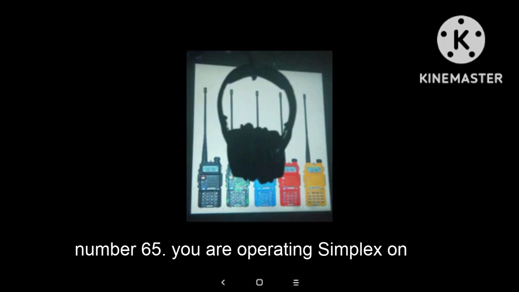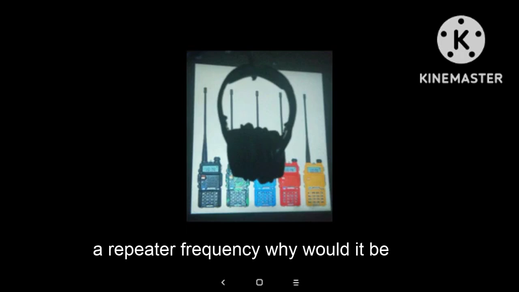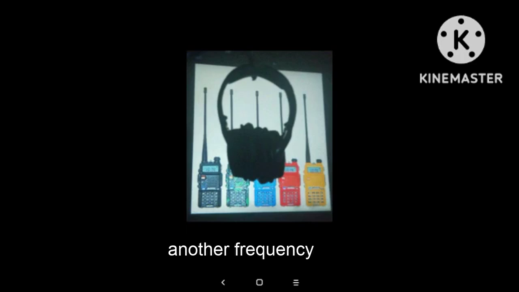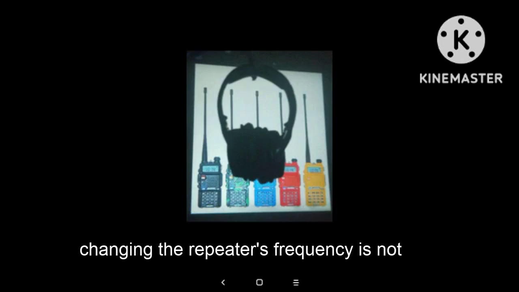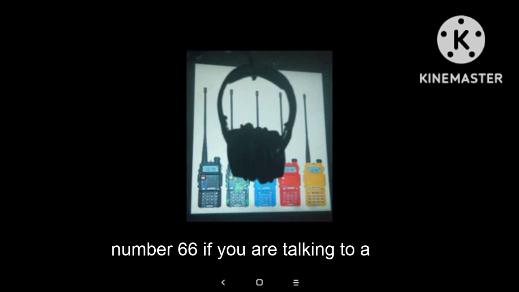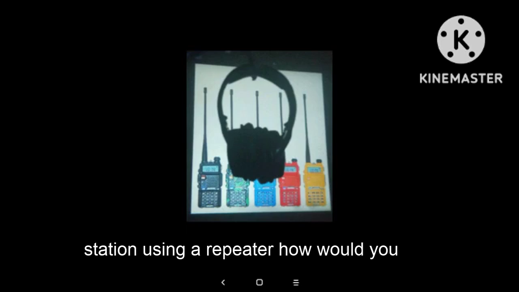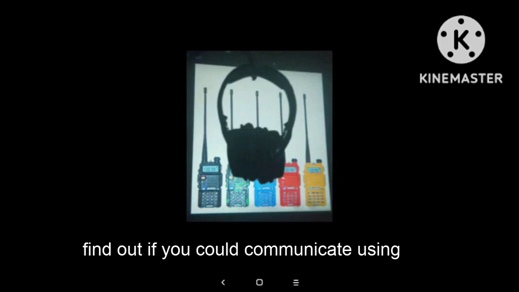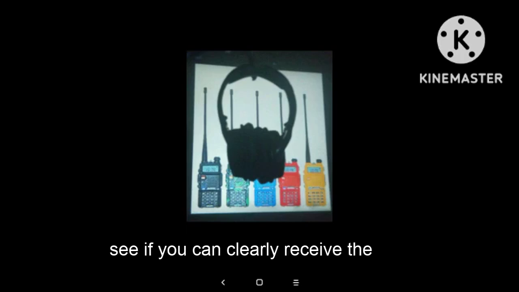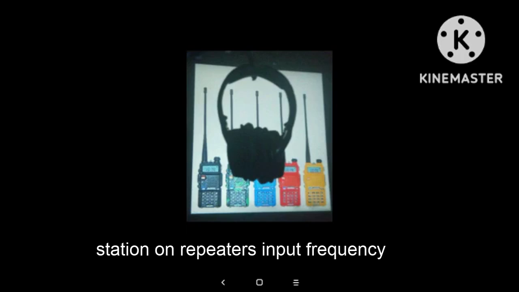Number 65. If you are operating simplex on a repeater frequency, why would it be good amateur practice to change to another frequency? Changing the repeater's frequency is not practical. Number 66. If you were talking to a station using a repeater, how would you find out if you could communicate using simplex instead? See if you can clearly receive the station on repeater's input frequency.